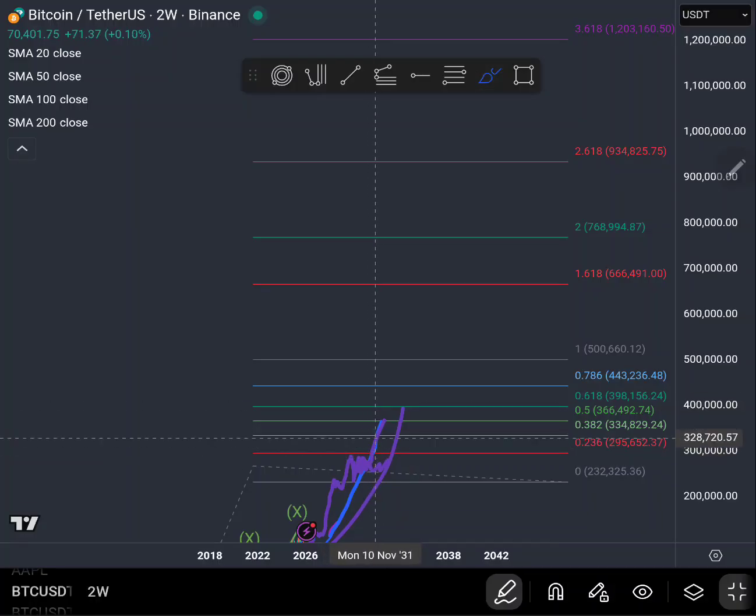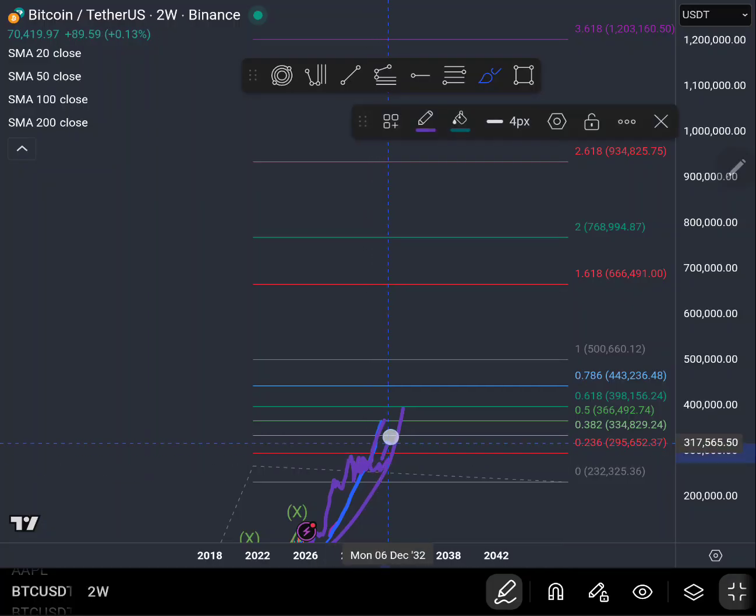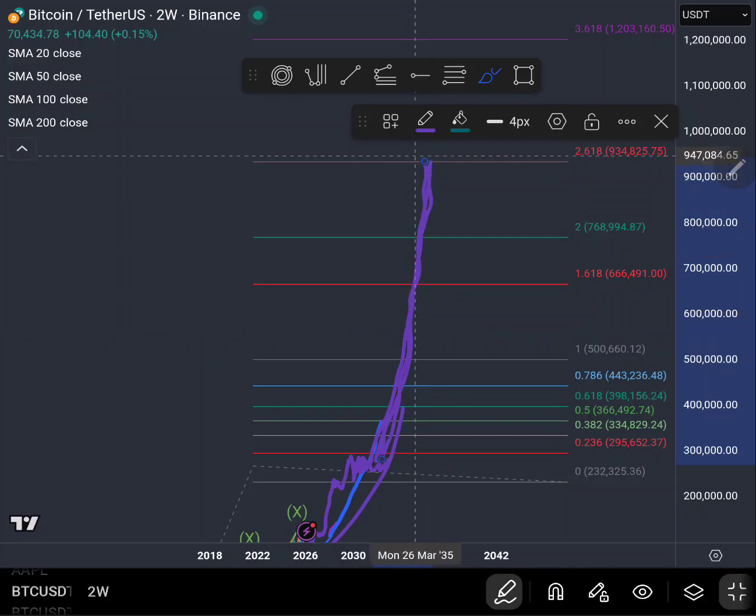So you'll probably see price come up really, really fast. It will just fly. It will come up really hard and go up very aggressively. And obviously, $1 million per Bitcoin is a major psychological barrier, I suppose.